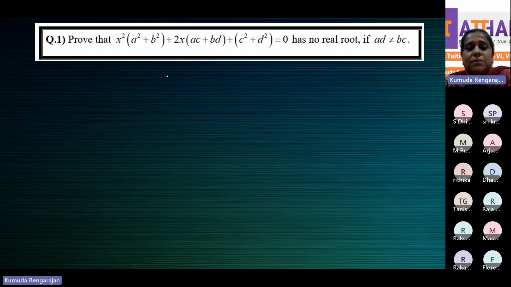Now, what is given here? That the quadratic equation has no real root. You'll have to prove that this equation has no real roots if this condition is given, AD is not equal to BC. We have given a quadratic equation. Now we understood this equation. We understood what the x square term is, the x term, and the constant is, the expressions for A, B, C, all that we understood. Now you'll have to prove that this quadratic equation has no real roots if AD is not equal to BC.